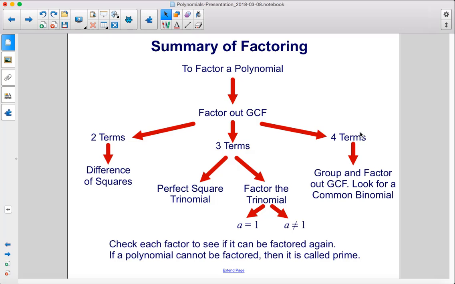And then finally, we can try with four terms. We'll group and factor out the greatest common factor and look for a common binomial. We're going to check each factor to see if it can be factored again. And if a polynomial cannot be factored, then it is called prime.